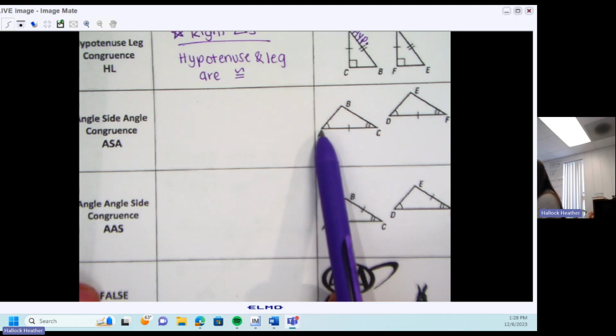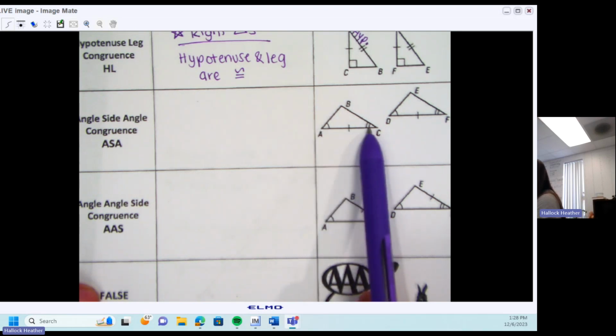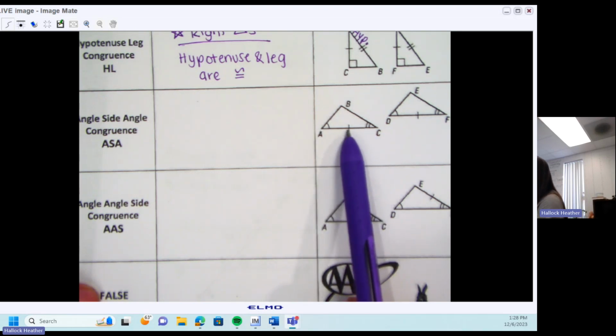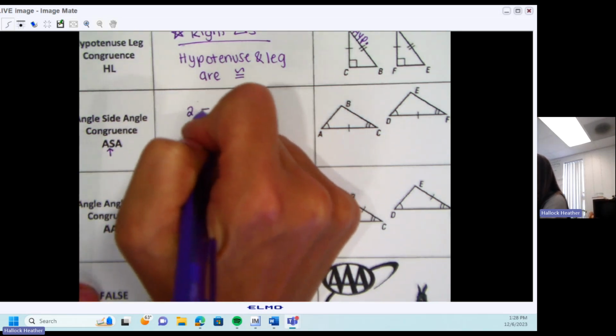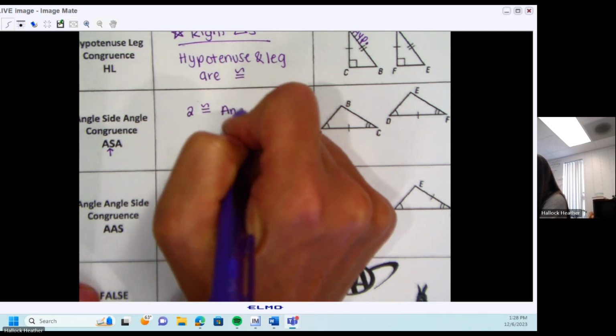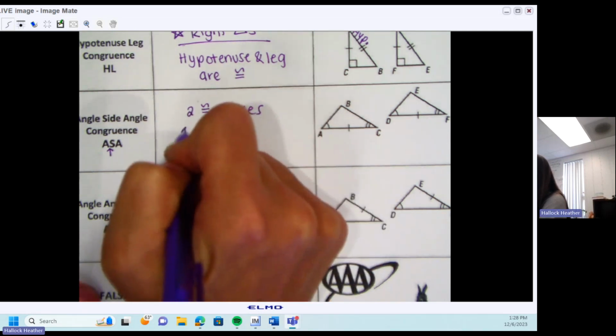So if you look, you have an angle, you have a side, and you have an angle. This side is in the middle. That's why the S is in the middle. So you need two congruent angles and one side in the middle.